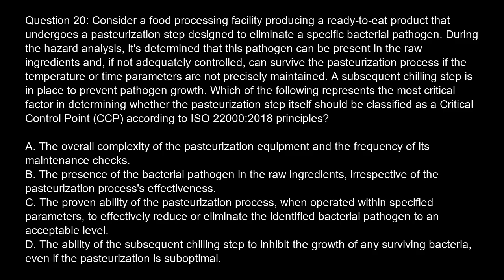Option A, the overall complexity of the pasteurization equipment and the frequency of its maintenance checks. Option B, the presence of the bacterial pathogen in the raw ingredients, irrespective of the pasteurization process's effectiveness. Option C, the proven ability of the pasteurization process, when operated within specified parameters, to effectively reduce or eliminate the identified bacterial pathogen to an acceptable level. Option D, the ability of the subsequent chilling step to inhibit the growth of any surviving bacteria, even if the pasteurization is suboptimal.